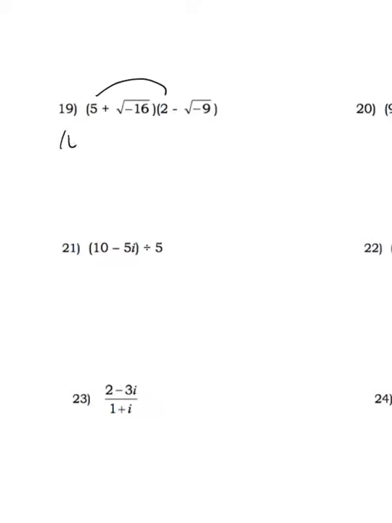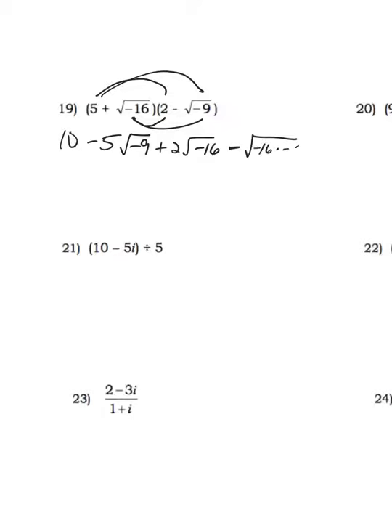5 times 2 is 10. 5 times negative radical -9 is -5 radical -9. Negative radical 16. Radical -16 times 2 is 2 radical -16. And then I have radical -16 times negative radical -9. Oh my goodness, that's kind of a tongue twister. So that's going to be negative, and then inside of this I'm going to have -16 times -9.